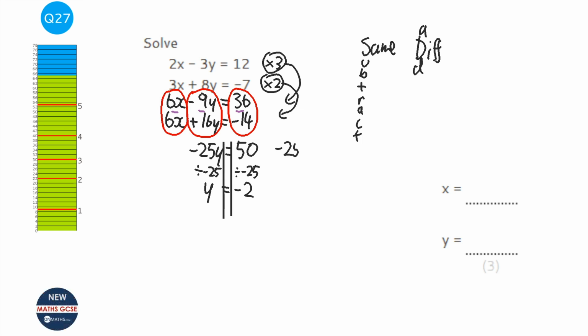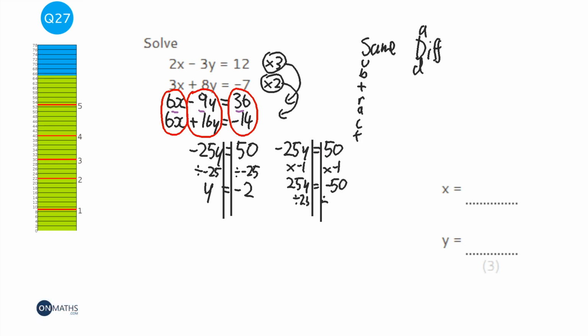So if you end up with this problem, what you can do is you can just effectively times both sides by minus 1 first. So you've got 25y equals minus 50, and then just divide by 25. So y equals minus 2.